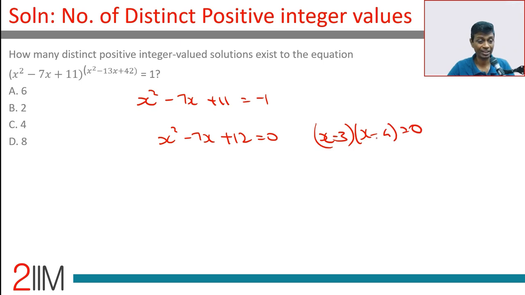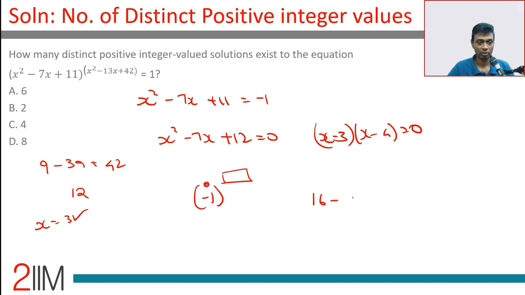With x as 3, we get −1 to some power, which could be 1 if that power is even. So put x as 3: 9 − 39 + 42. 9 minus 39 is −30, plus 42, this is 12. So x = 3 works. Put x = 4. That will definitely work: 16 − 52 + 42, which is 6. That's also an even number, so we get (−1)^6. So 3 and 4 could work as well.